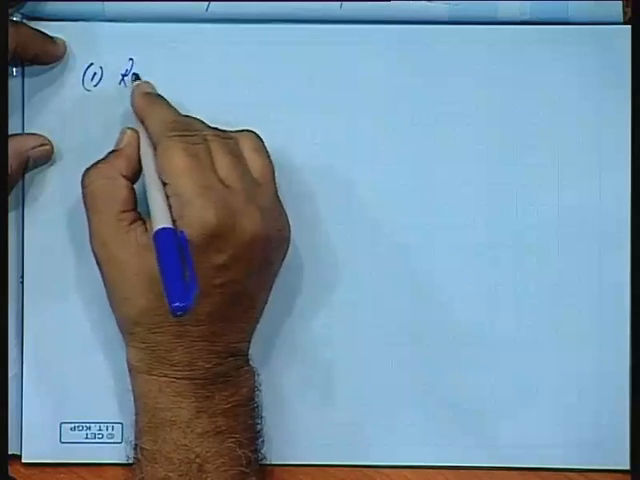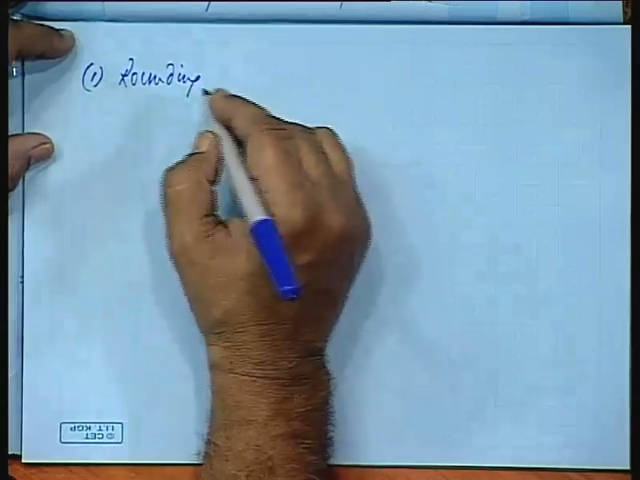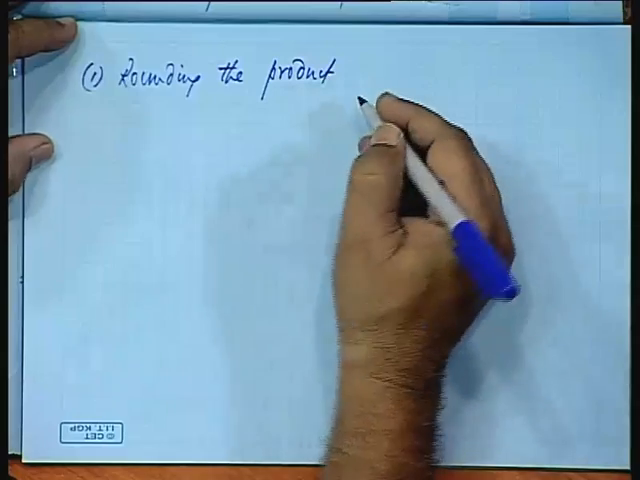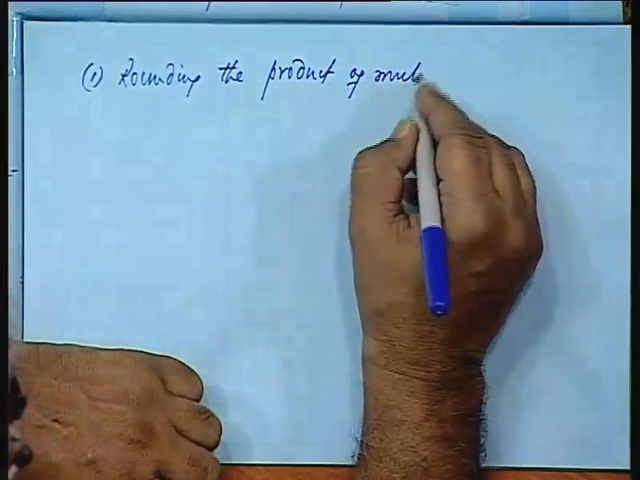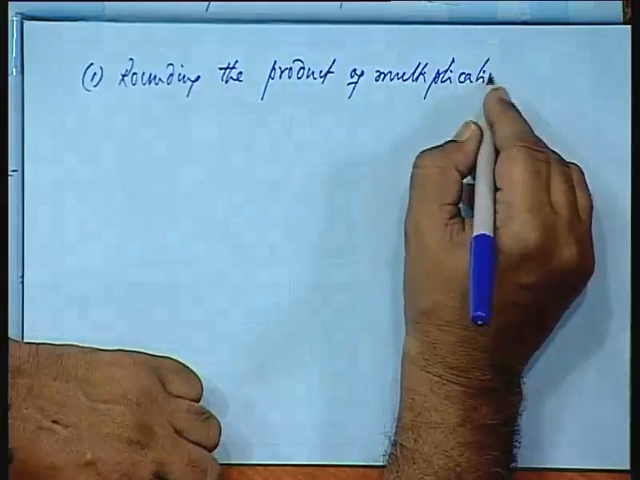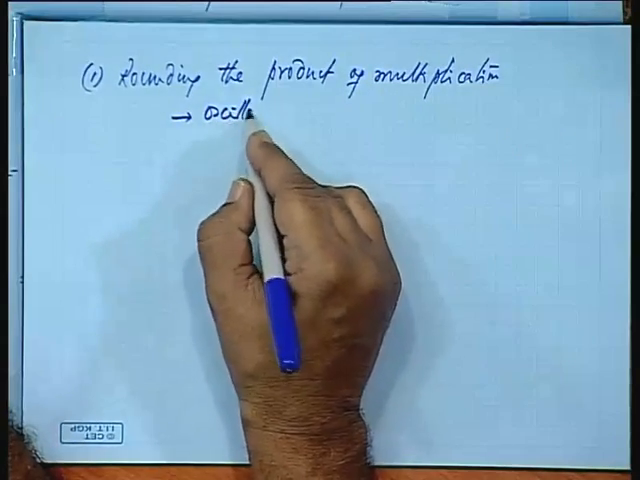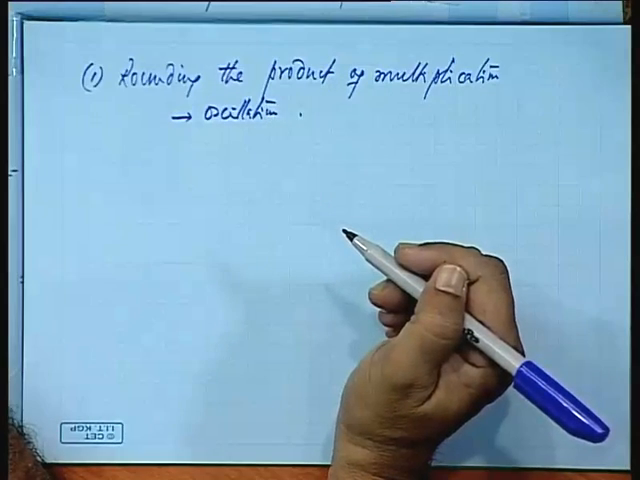So, rounding of the product of multiplication causes oscillation. Now, there are other types of oscillations due to overflow. This is because of the rounding off; there can also be overflow. So, when you are having an overflow, you will have to control the magnitude. We will see that later on.